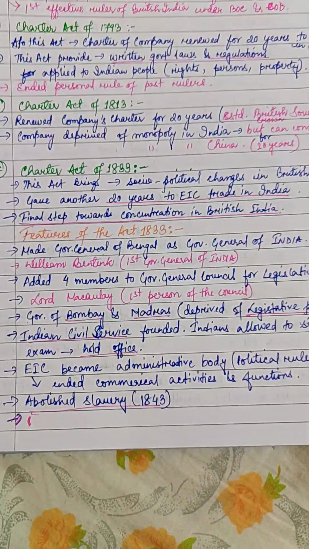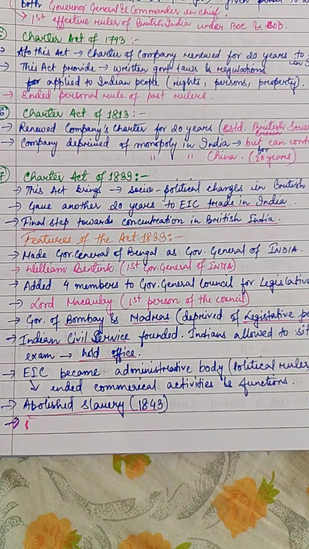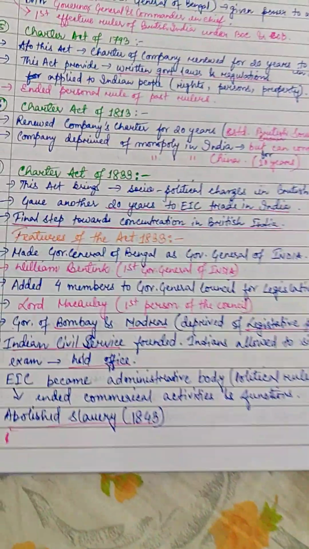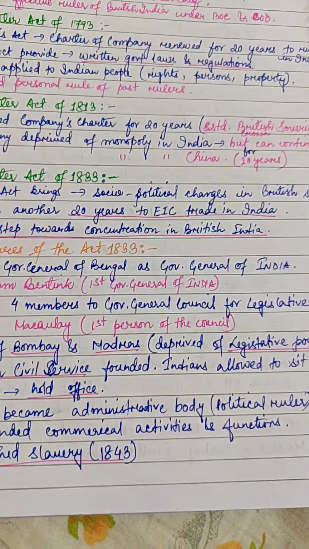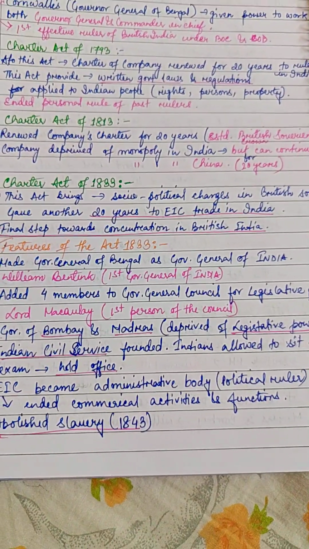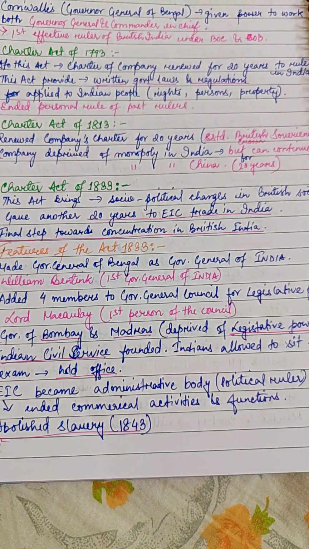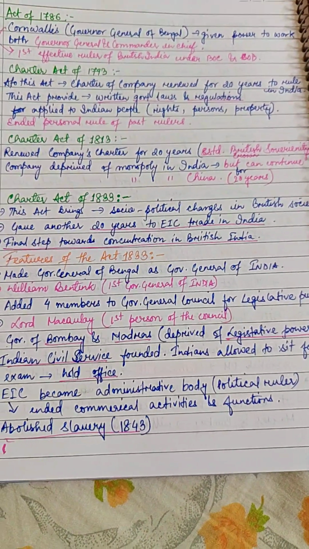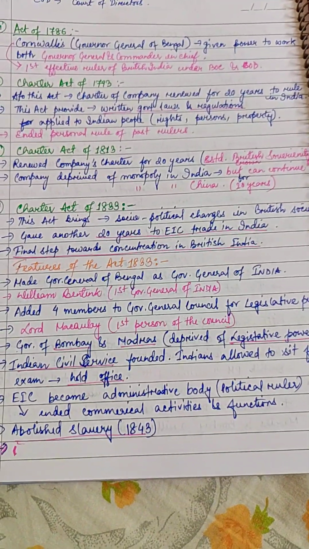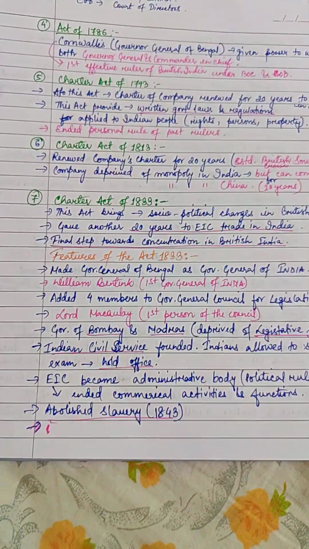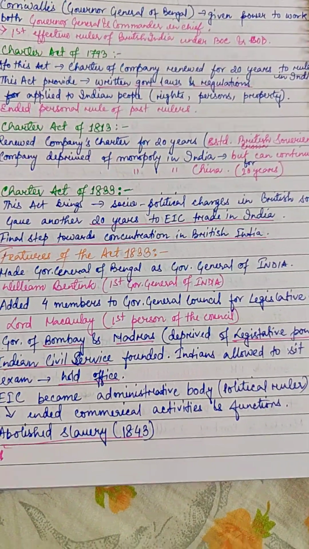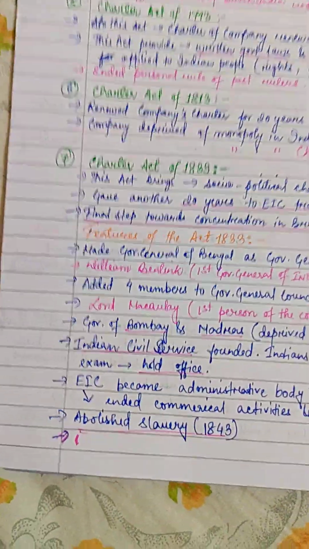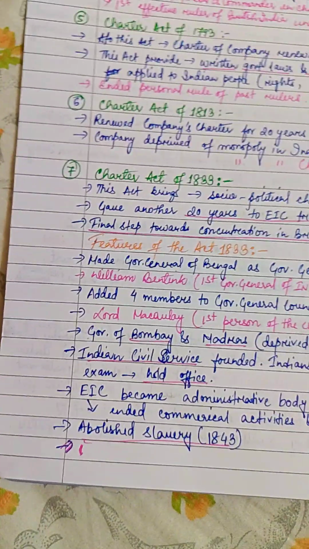Now the features. What are the features of the Act of 1833? First of all, through this Act, the Governor General of Bengal became the Governor General of India. Before, there were Governors of Bengal, Madras and Bombay, isn't it? Then the Governor General of Bengal had more power than the Governors of Madras and Bombay. And now this Governor General of Bengal became the Governor General of India. This new change was made through this Act.